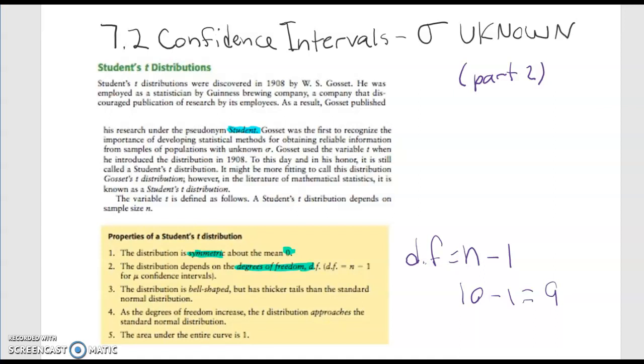The t-distribution is bell-shaped, but you'll notice that it has thicker tails than the standard normal distribution. What does that mean? It doesn't approach the x-axis as quickly. It hangs above the x-axis a little higher for longer. And as the degrees of freedom increase, the t-distribution approaches a standard normal distribution. So it looks more and more like a standard normal distribution. And the area under the curve is also 1. That allows us to find associated probabilities.